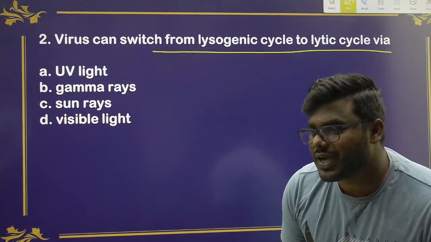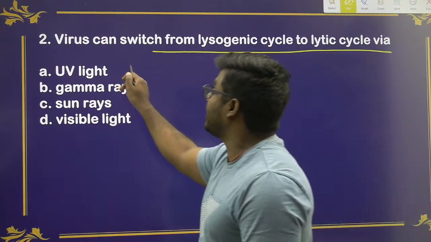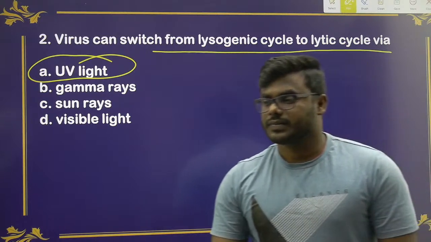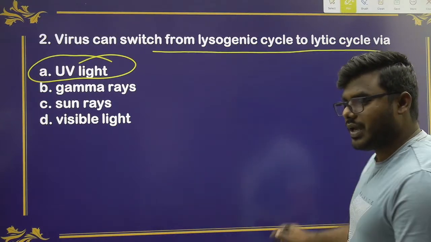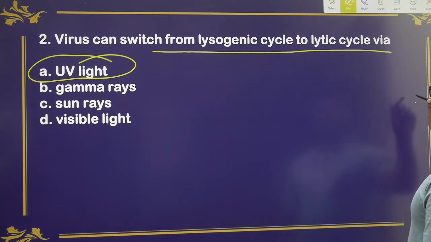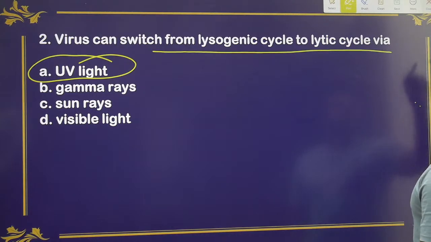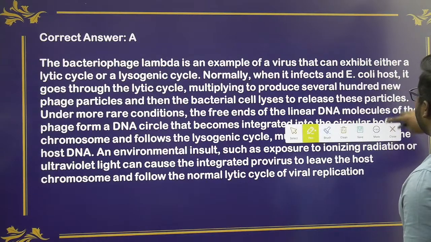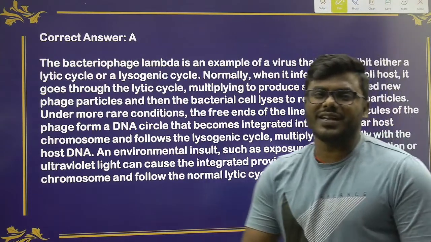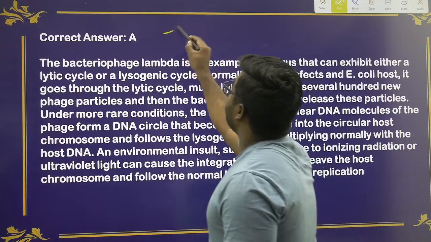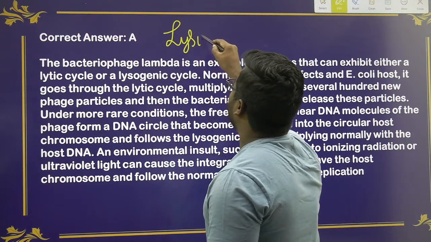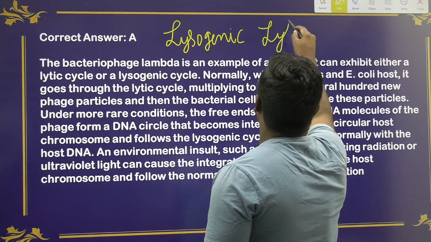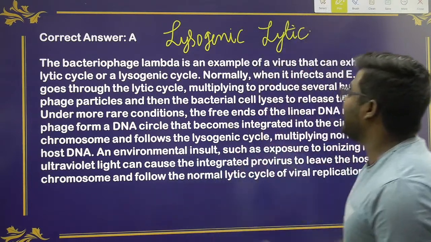Okay, anyone give the answer? Oh, very, very good, Kavita. Very good. The answer is A, UV light. So all of you look into the picture. Everyone look into this explanation. Friends, everyone pay attention. You know, right? Bacteriophage can show two types of life cycles. One we call lysogenic, and the other we call the lytic phase.